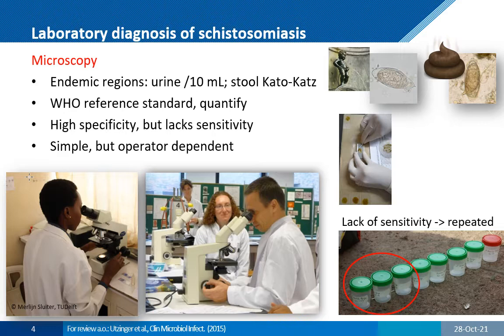But as you probably also know, microscopy lacks sensitivity. In particular, light infections are easily missed, and therefore sampling should be repeated on 2 or 3 consecutive days. And ideally, several slides should be examined for each stool or urine sample. And this is a very laborious task. This low sensitivity makes microscopy in particular less suitable for the diagnosis of light infections, so for imported infections or for follow-up after treatment or to monitor intervention in a community.